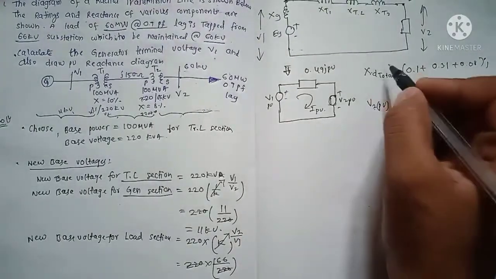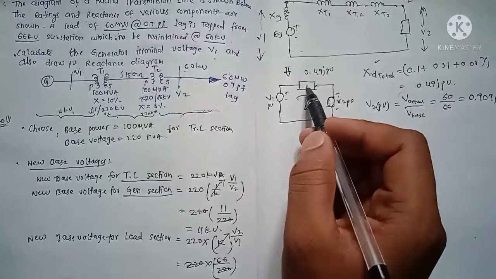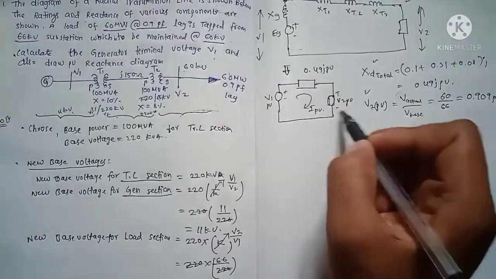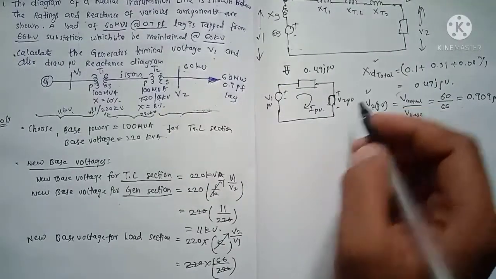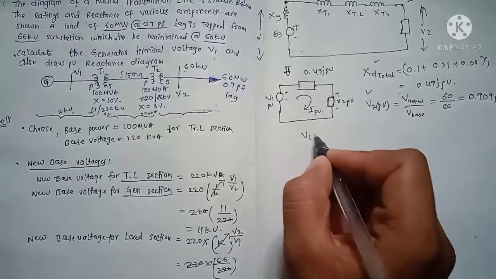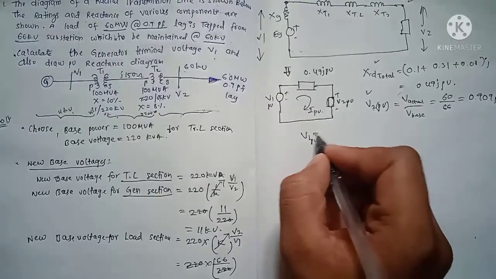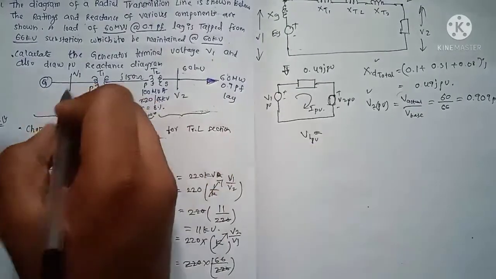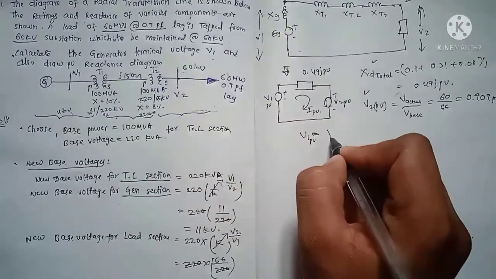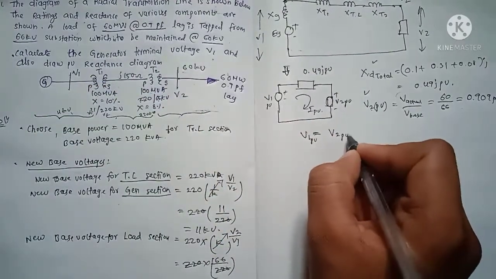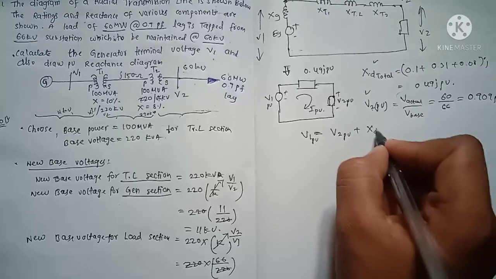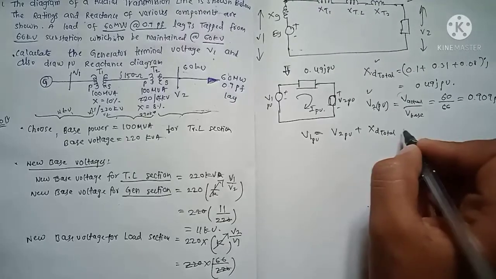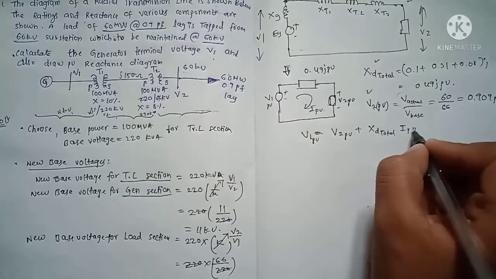We have calculated XD total, that is this, and we have calculated v2 pu. Therefore, applying KVL to this circuit, v1 pu, that is the generator voltage we need to calculate, is equal to v2 pu plus XD total into I pu.